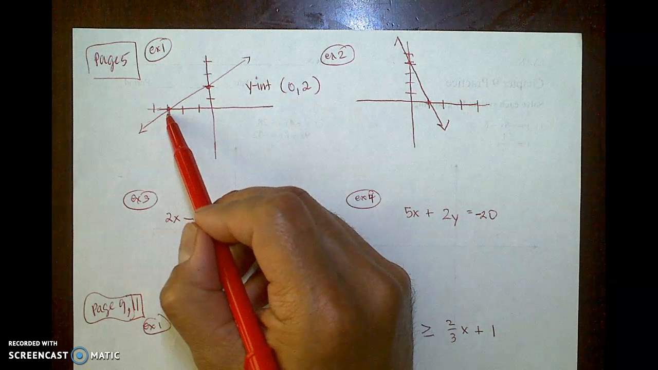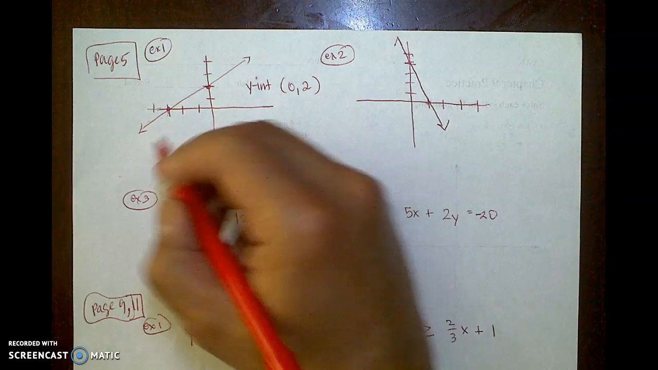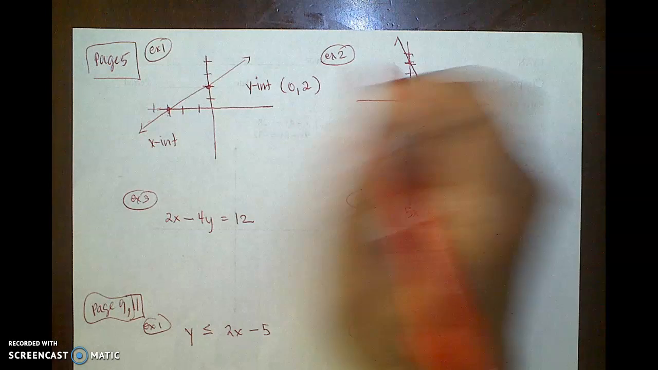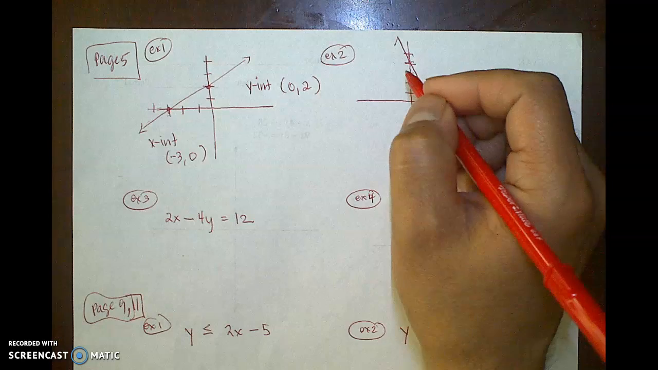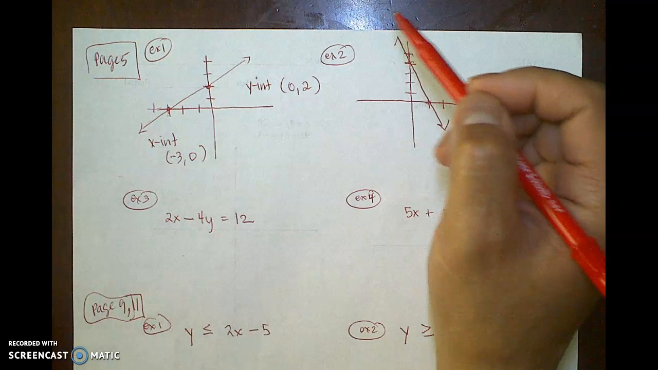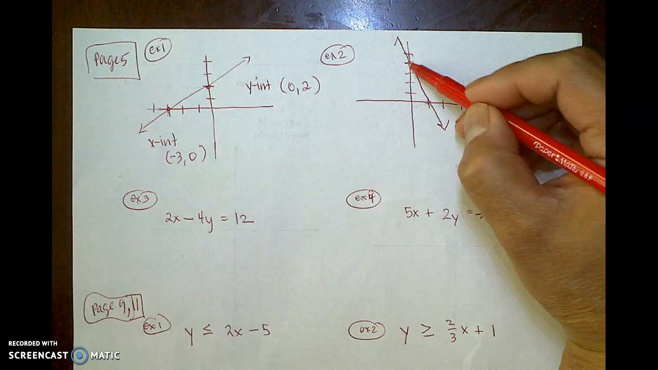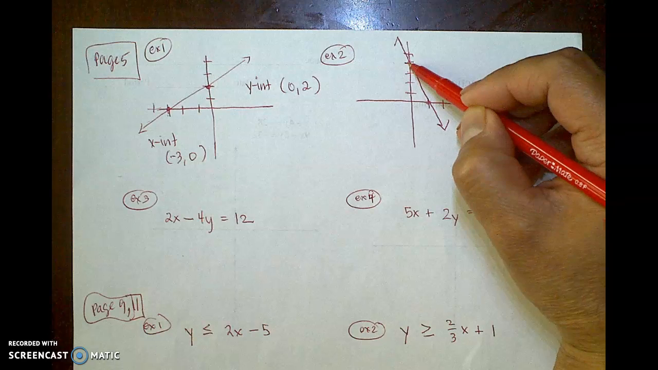Here, the x-intercept, we see it crosses the x-axis at -3. So the x-intercept is at (-3, 0). That's the ordered pair for the x-intercept. Let's do one more with this line. Here's the y-intercept, where it hits the y-axis at 1, 2, 3, 4.